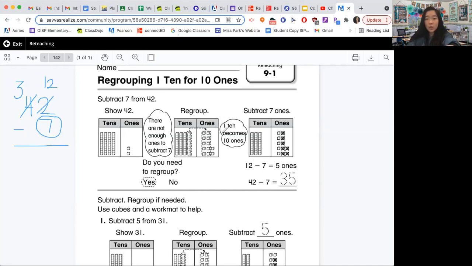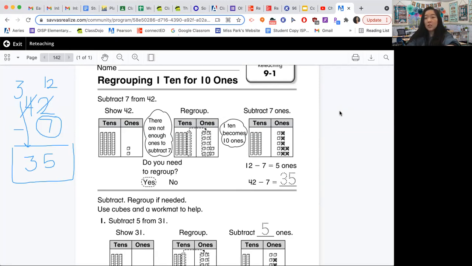Now we can subtract 12 minus 7. 12 minus 7 equals 5. And then there's nothing to subtract here. It's blank. So we're going to drop the 3 down. And that's how we end up with the number 35. Okay, guys? Let's try the next one, knowing what we know now.